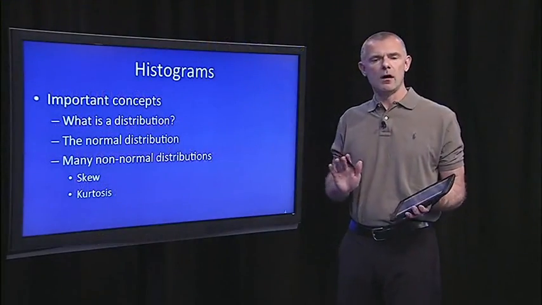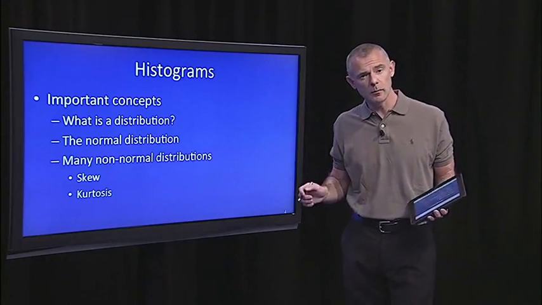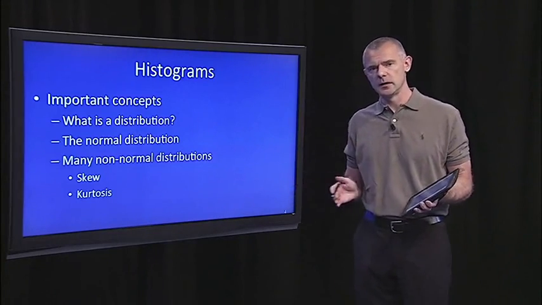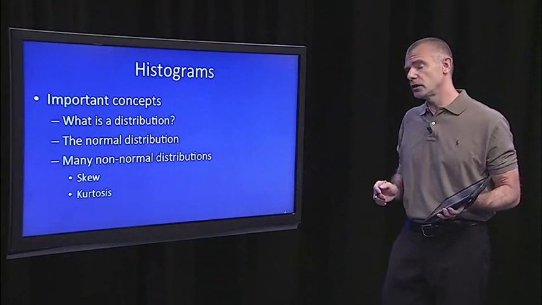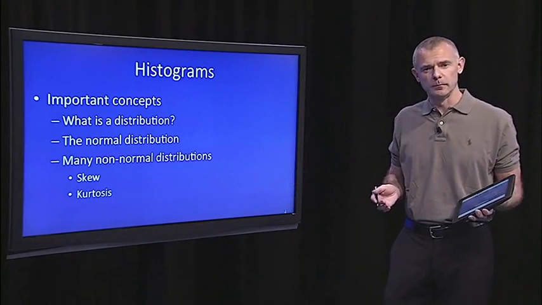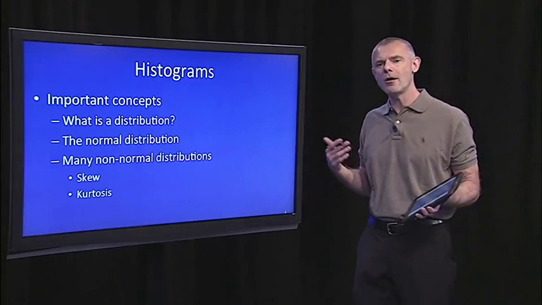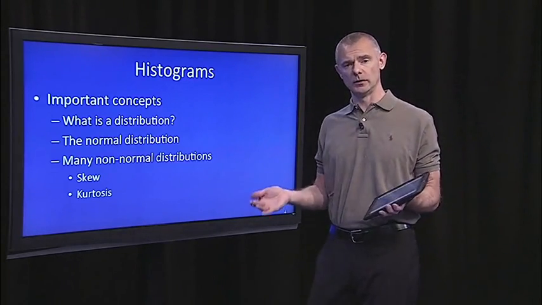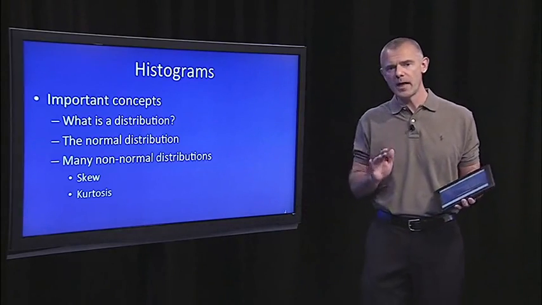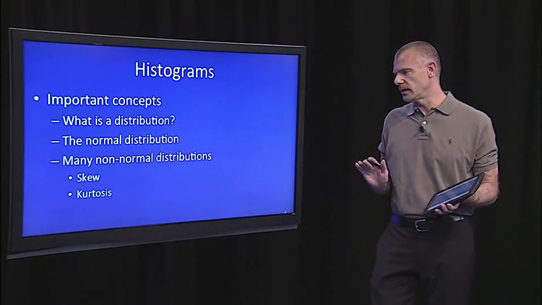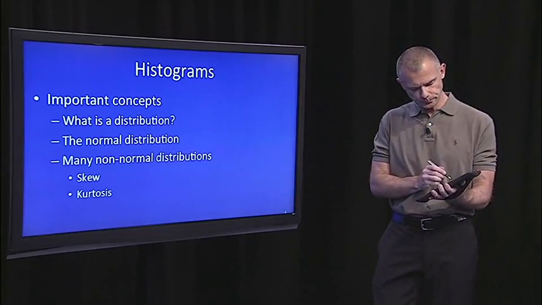But that doesn't mean that all variables are distributed normally. There are lots of variables in nature and in psychology that aren't normally distributed. So we need to know how to spot non-normal distributions. And for that, I'll talk about the idea of skew and kurtosis.